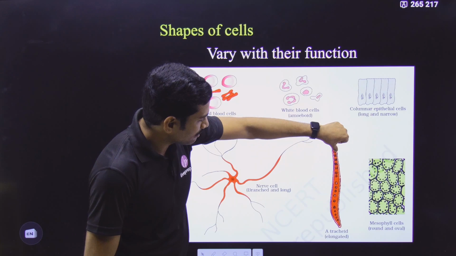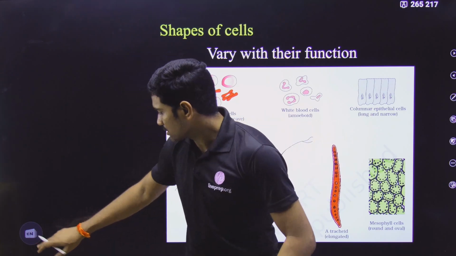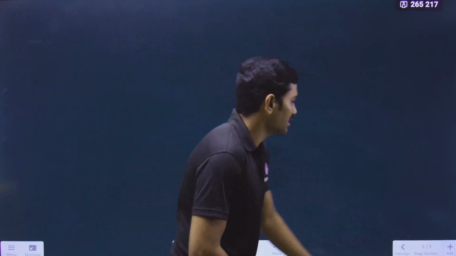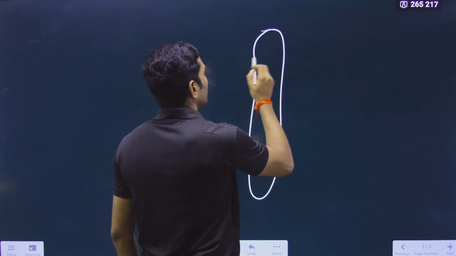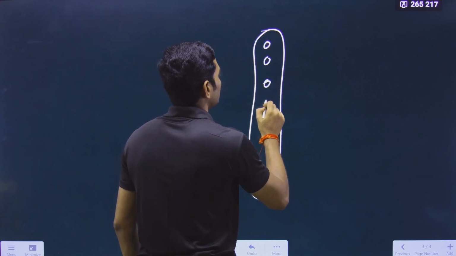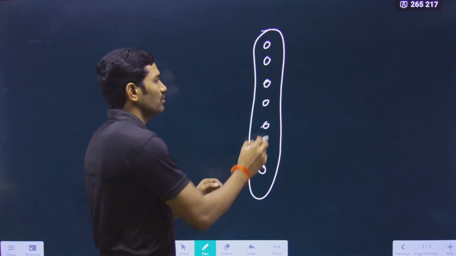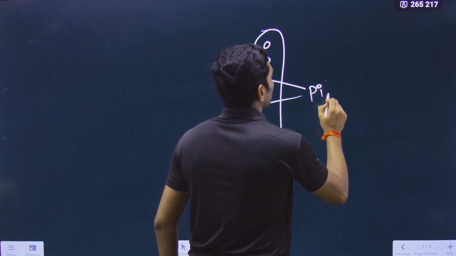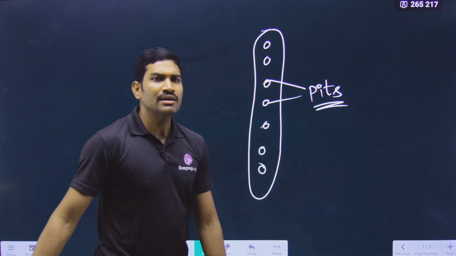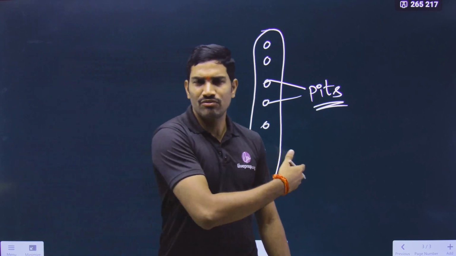And here, if you are observing, they have given some structures like this. If you are observing this tracheid, it is long like this. Fine. But here they have given something like this. And what are these? Are they nuclei? They are not nuclei. These are called pits. But anyhow, in this lecture, we don't need to study about this.